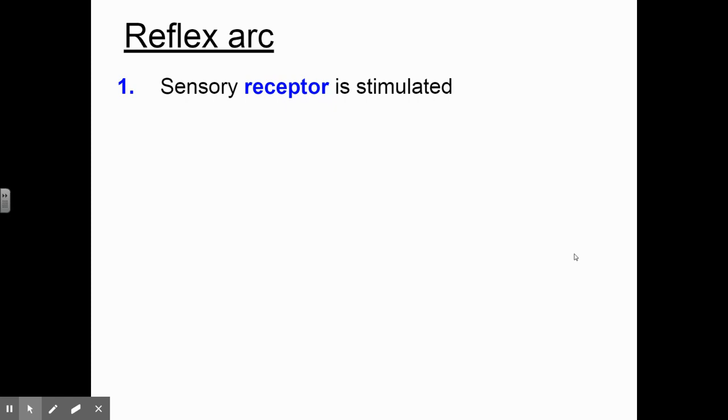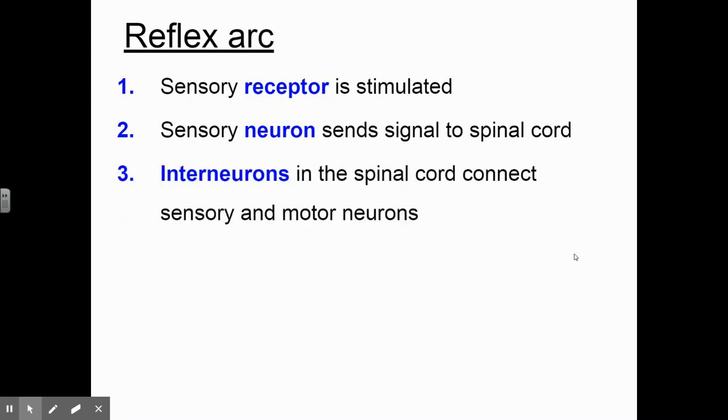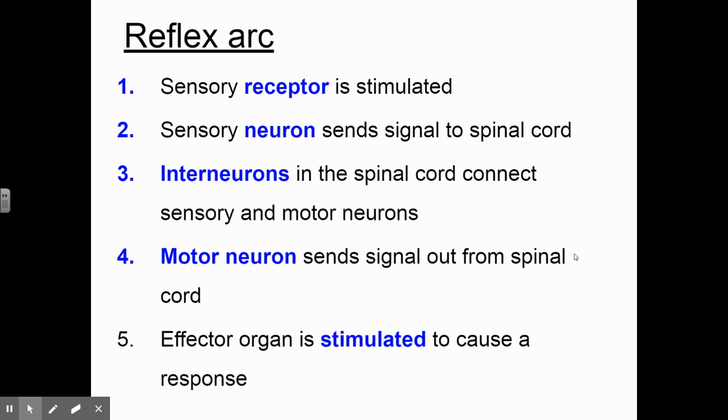So the first thing that's going to happen is there's going to be a sensory receptor that is stimulated. So let's say you put your hand on something really hot, you're going to feel that it is hot. A sensory neuron is going to send a signal to your spinal cord. Interneurons in your spinal cord are going to connect that sensory neuron to specific motor neurons. That motor neuron is going to send a signal out from the spinal cord down to probably your arm if you're touching something hot. And the effector organ is stimulated, which is going to cause a response. So if you are touching something hot, you want to pull your hand away, that's going to be the response.